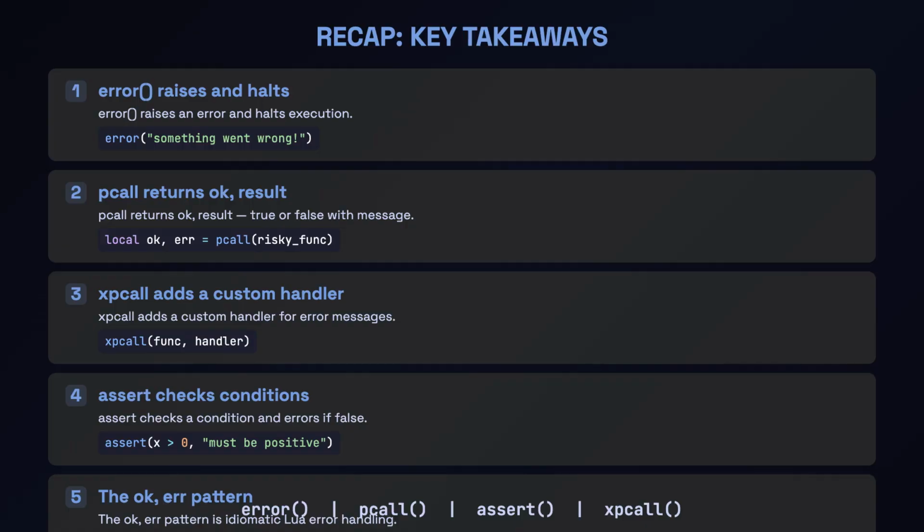Recap. 5 key takeaways. Error raises an error and halts execution. pcall returns OK, result. True or false with message. xpcall adds a custom handler for error messages. Assert checks a condition and errors if false.